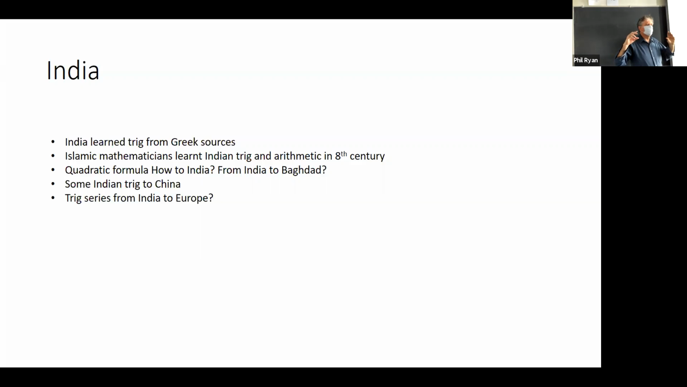And so it's an unknown question whether those trig series then went to Europe, because the Jesuits were in India at that time. And so they quite easily could have transmitted those ideas to Europe, because around 1600 onwards is when power series really started to get going in Europe. We know Newton developed power series, so he probably wasn't influenced by India, because a lot of his work is fairly original, because he did it when he was so young.